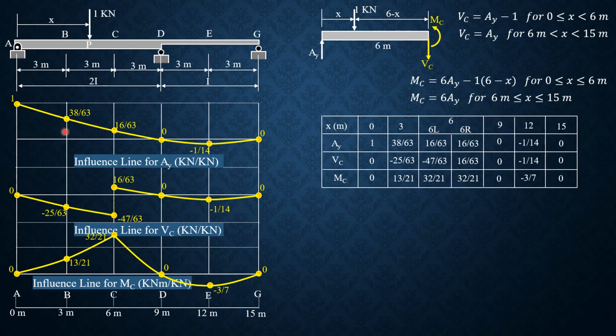So we have here for Ay, I don't need to discuss this. It was drawn in the preceding slides also. Just for V sub C, it begins with 0, then negative 25 over 63, negative 47 over 63. Just to the right, it becomes 16 over 63, then 0. When x is 9, negative 1 over 14, then 0.